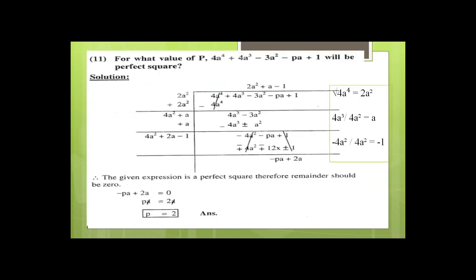Now move toward the next question, that is question number 11. Here the question is, for what value of p, means in the given expression a variable is used, that is p. So what is the value of p to make the given expression a perfect square? Again, we start the same process. The first term here is 4a4. First take the square root of 4a4. The square root of 4a4 is 2a square.